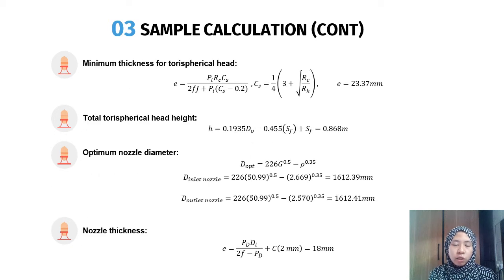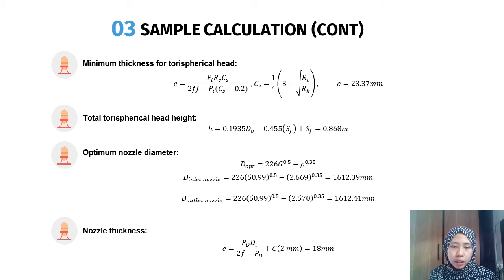Next, we are going to calculate the minimum thickness for the torispherical head. By using the formula given, we obtain the thickness is around 23.37 mm. After that, we are going to calculate the total torispherical head height. Using the formula given also, we get around 0.868 meter.